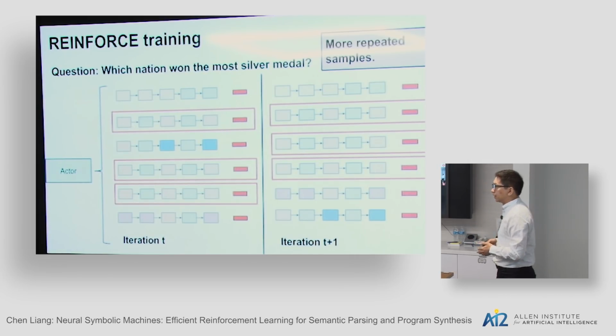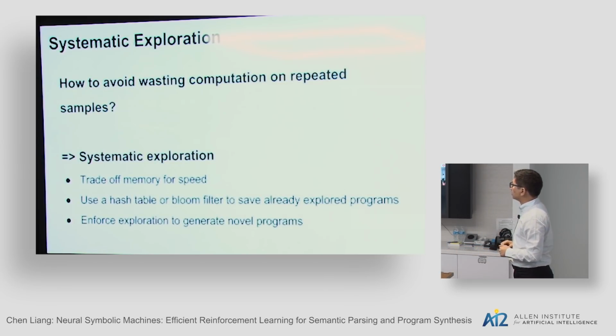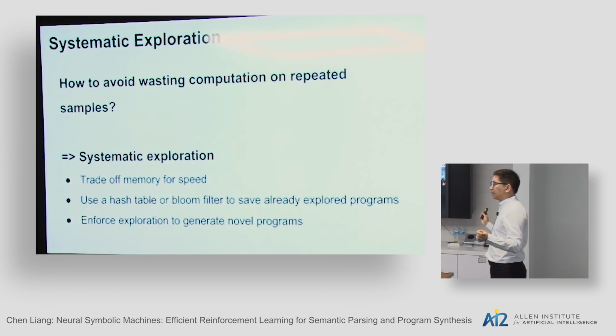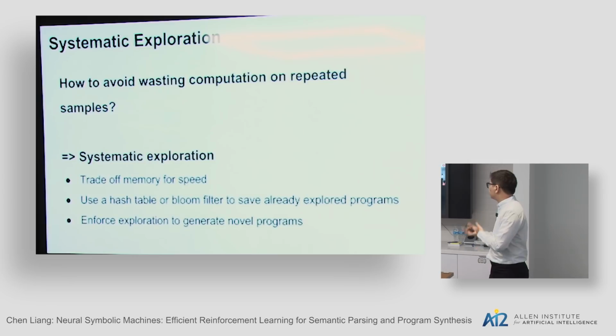So it will still have a lot of repeated samples. So instead, what we are proposing is, can we do a more systematic approach for exploration, or can we avoid wasting computation, maybe by trading off some memory?